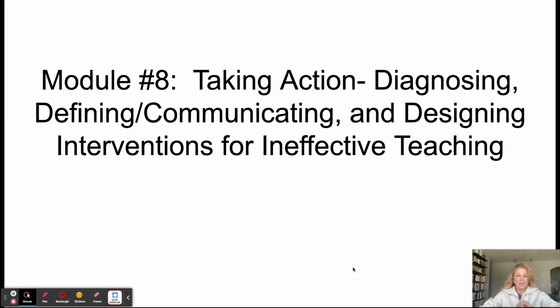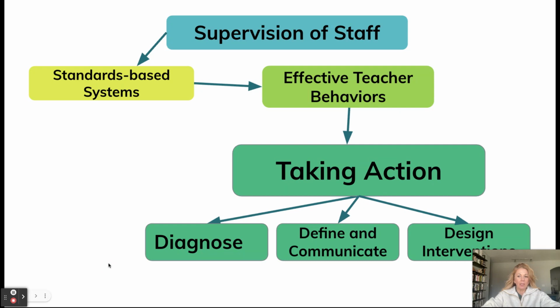Hello, and welcome to module number 8, Taking Action, Diagnosing, Defining, Communicating, and Designing Interventions for Ineffective Teaching. Before we get into module 8, we are going to revisit the learning map for our course.